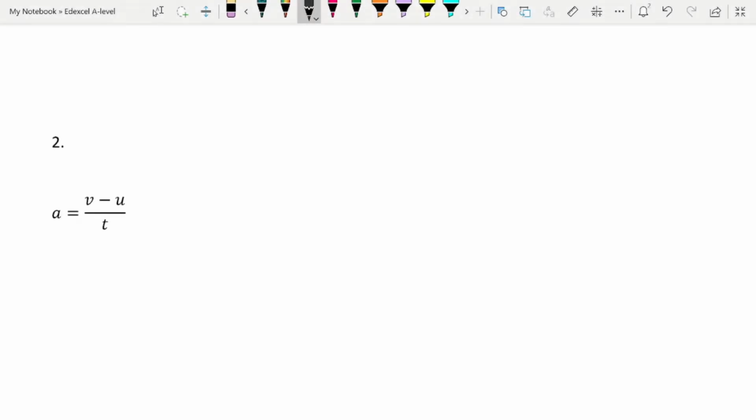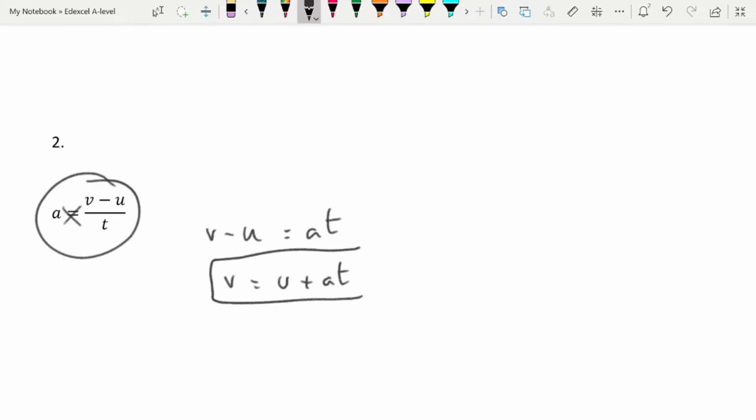Equation number 2 comes from GCSE. We know that acceleration is the change in velocity over time, so the final velocity minus the initial velocity, over time. And if we cross multiply and rearrange that, we get v minus u is equal to at, or v is equal to u plus at. That is number 2.